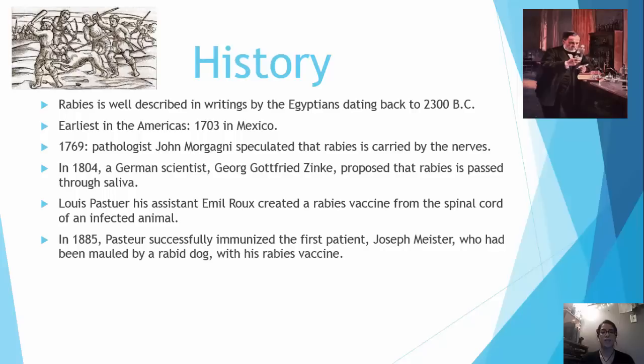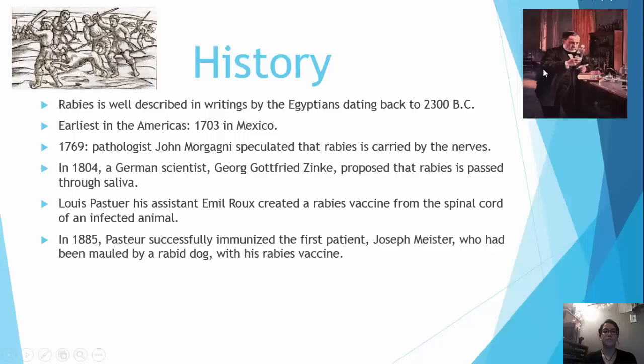In 1769, pathologist Morgagni speculated that rabies is carried by the nerves. In 1804, German scientist Zinke proposed that rabies is passed through the saliva, and Louis Pasteur and his assistant created a rabies vaccine from the spinal cord of an infected animal. In 1885, Pasteur successfully immunized the first patient, Joseph Meister, who had been mauled by a rabid dog, with his rabies vaccine, and was then seen as a hero. To the right, we see Pasteur.